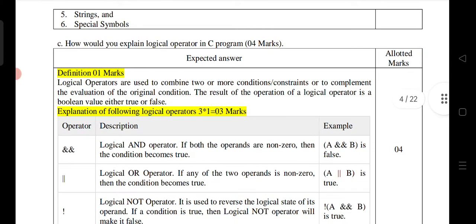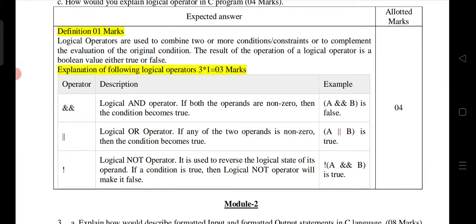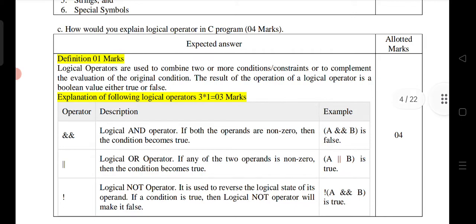And the third question is: how would you explain logical operators in C program? The total marks allotted is 4. For definition 1 mark, and there are 3 types of logical operators. They are logical AND, logical OR, and logical NOT. The explanation of these 3 different operators with example will carry 1 mark each. So a total of 3 marks are allotted for explanation and 1 mark is allotted for definition.